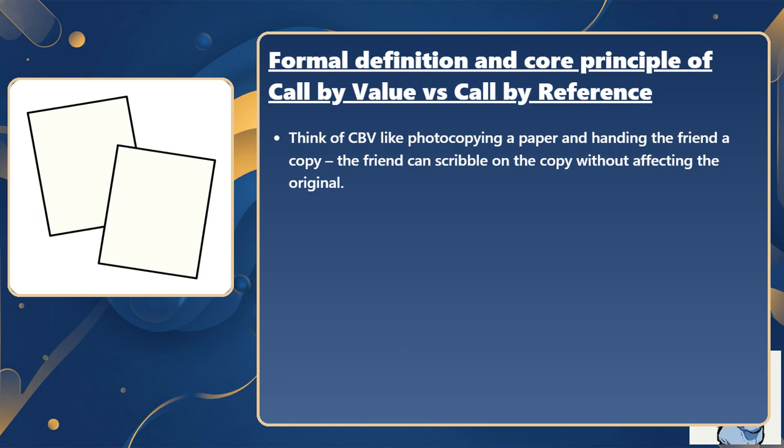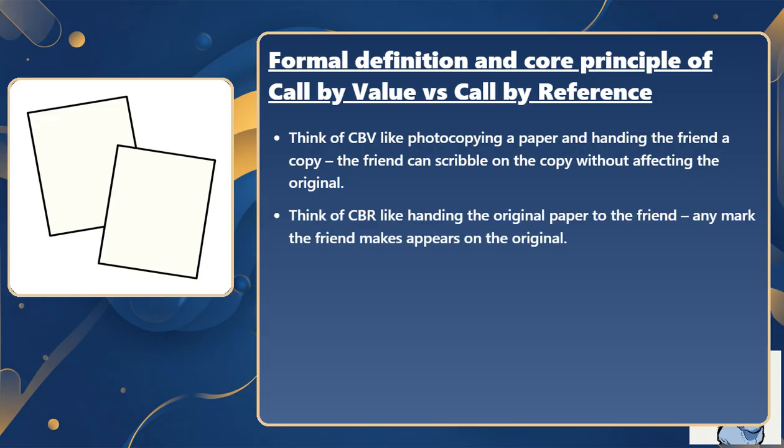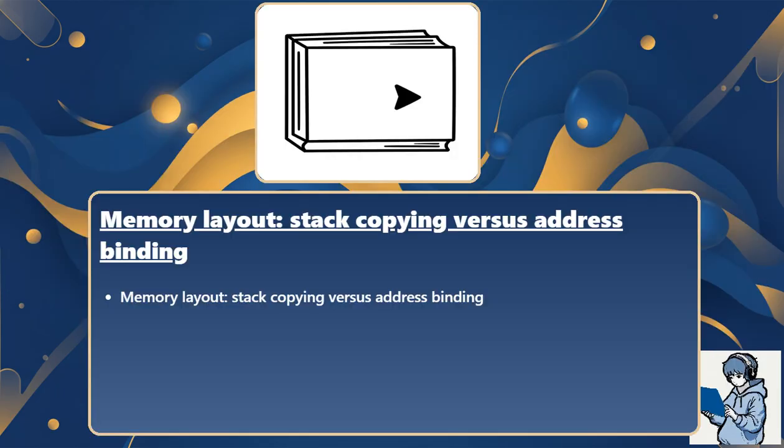The friend can scribble on the copy without affecting the original. Think of call by reference like handing the original paper to the friend. Any mark the friend makes appears on the original. Memory layout: stack copying versus address binding.